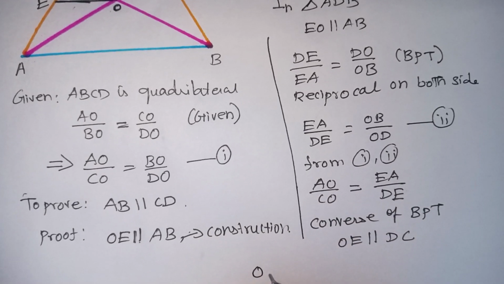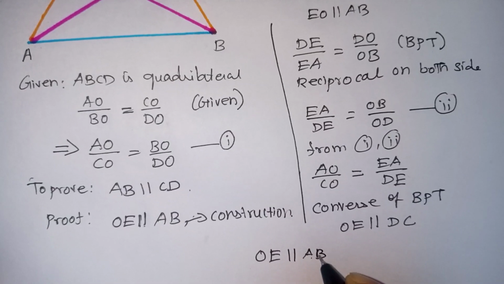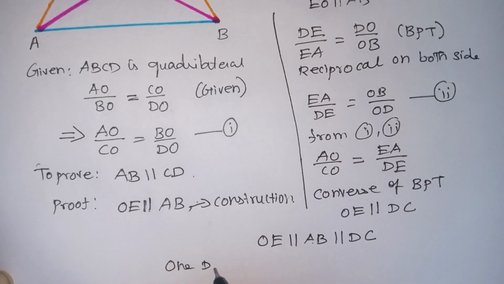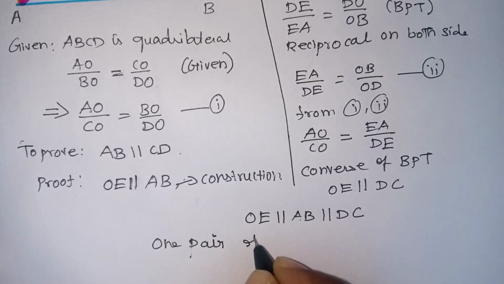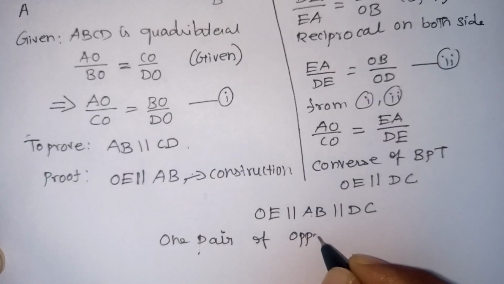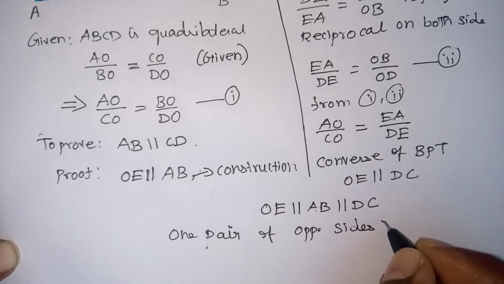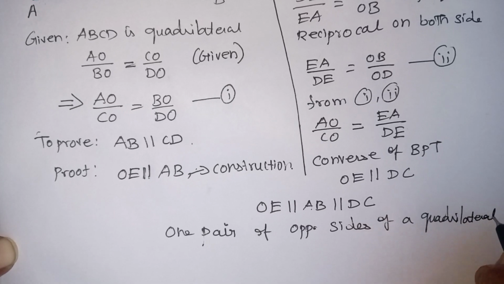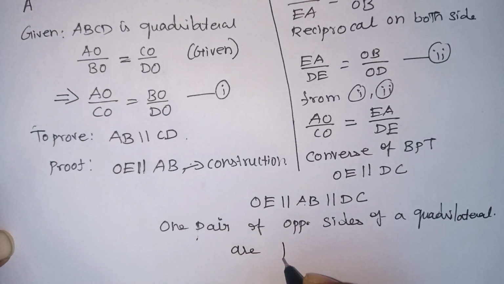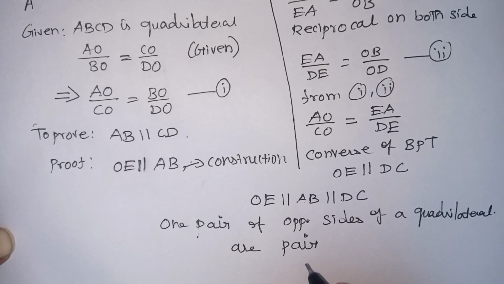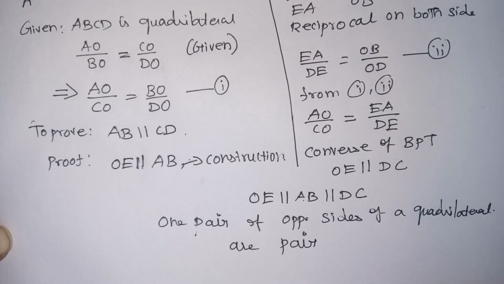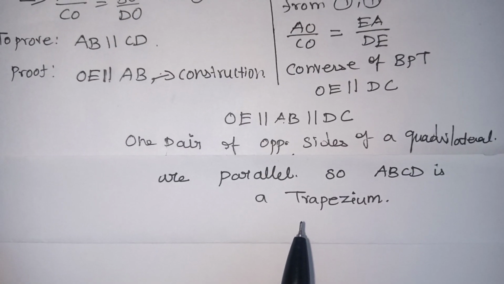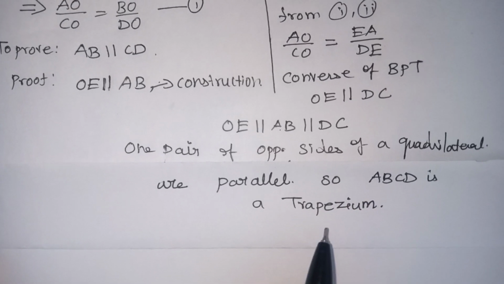OE is a line which is parallel to AB as well as parallel to DC. One pair of opposite sides of a quadrilateral being parallel is a very important condition for a trapezium. That will be a trapezium definitely. Here we are able to prove only one pair, that's why it is a trapezium. If both pairs of sides are parallel, it will be called a parallelogram. So we can say that ABCD is a trapezium.